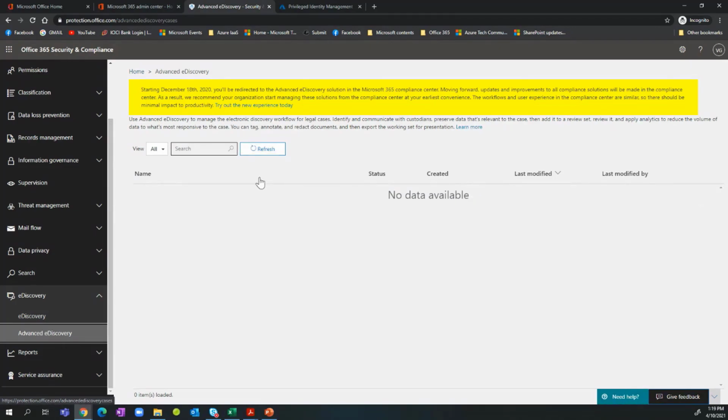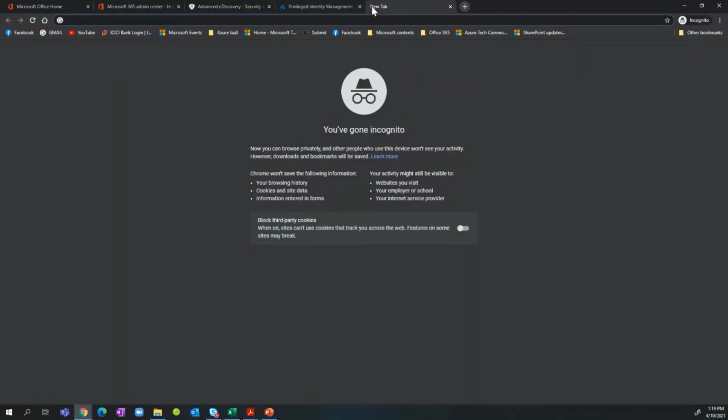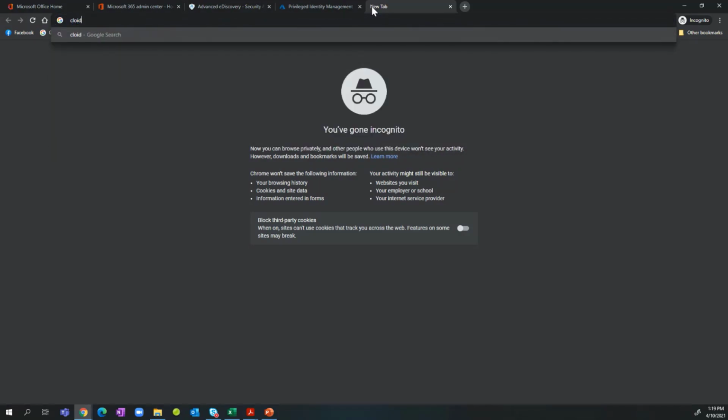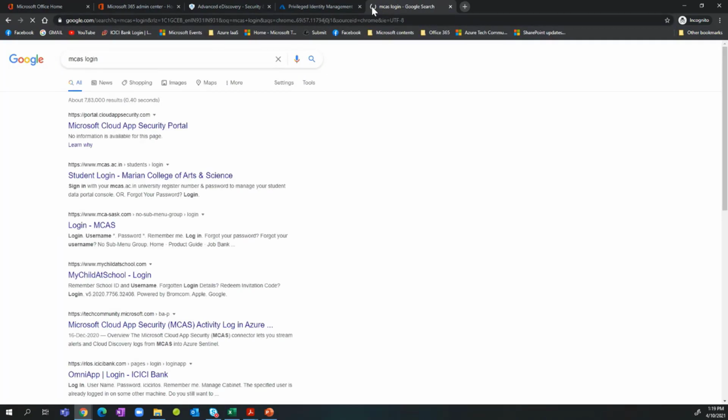I think something is wrong with the... Let me... Cloud App Security login. Yeah, Microsoft Cloud App Security Portal.